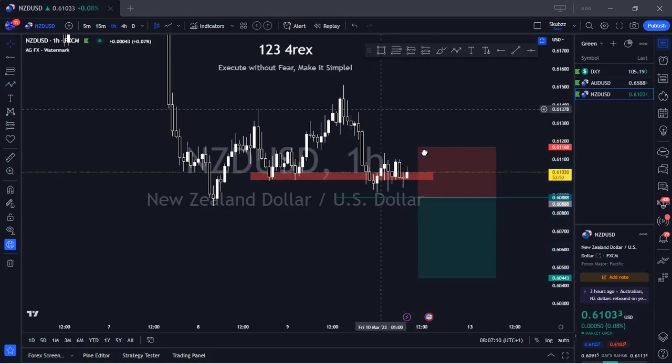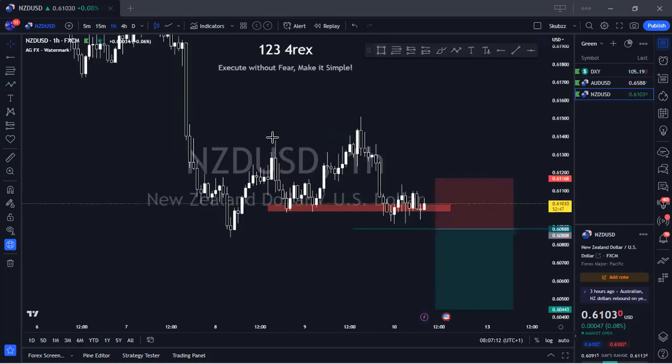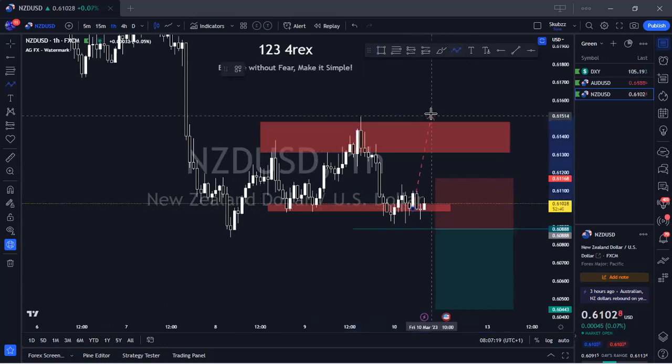But what if we start going up instead of down? Then I'm not going to enter, because if it starts going up, it might just go up, tap into one of these areas and then reverse, which I'm not ready to trade. So I'd rather see that break to the downside because we're bearish.